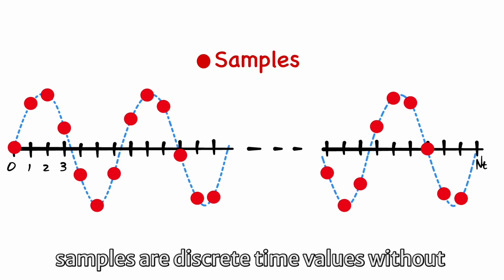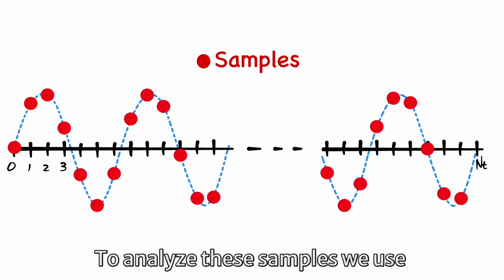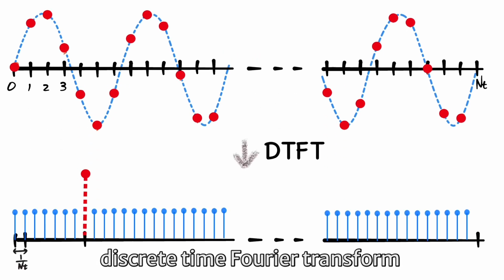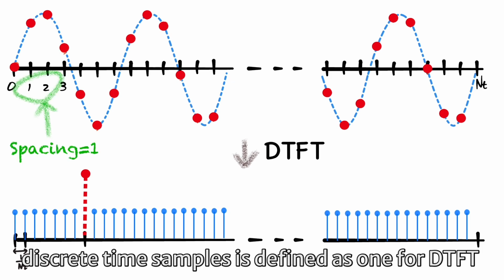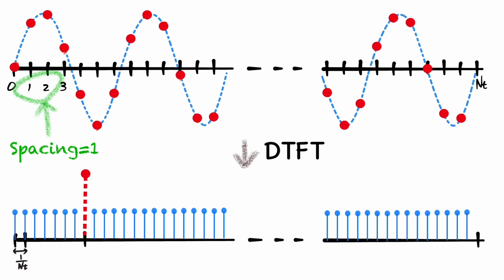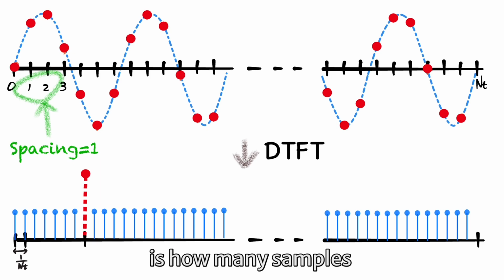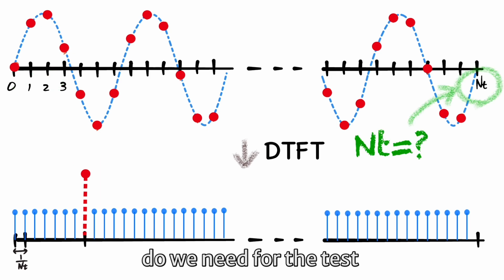Note that these samples are discrete time values without time information. To analyze these samples, we use discrete time Fourier transform, DTFT. The spacing of discrete time samples is defined as 1 for DTFT. The first question is, how many samples do we need for the test?